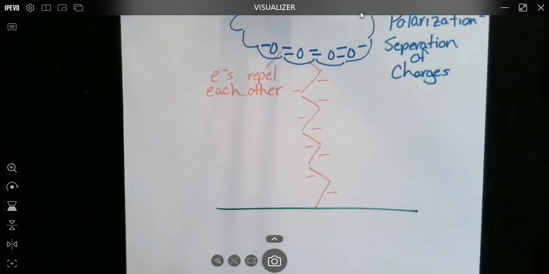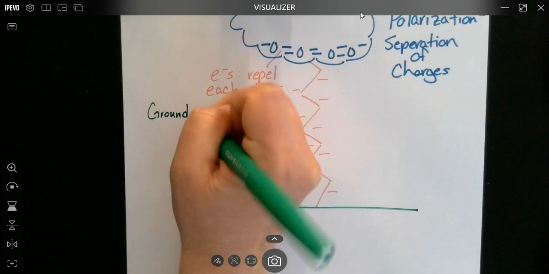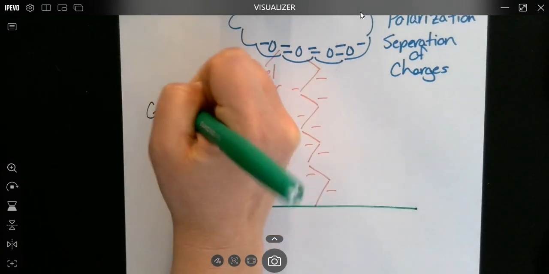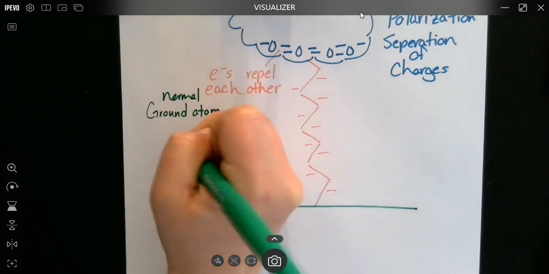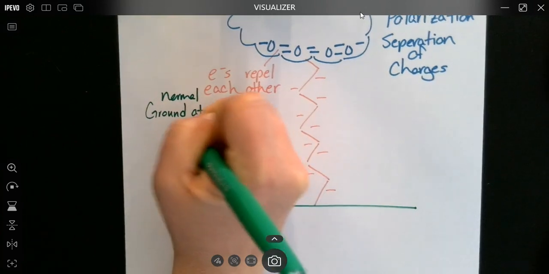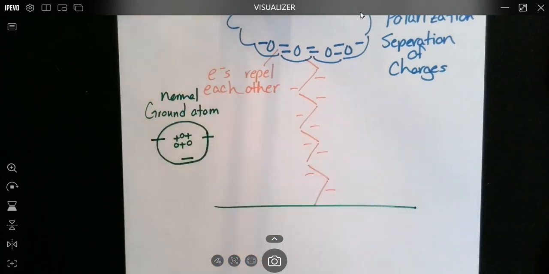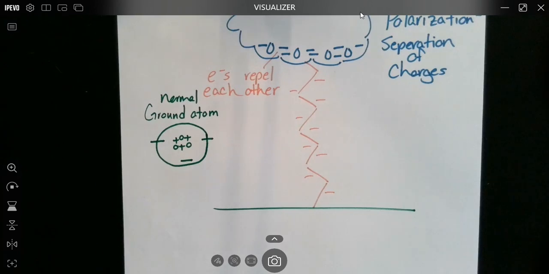So if there is no atom given to you for ground, you can pick whatever atom you want. But we're going to have our ground atom, our normal one, and we're going to have it have 3 protons. I'm going to put some neutrons in there, and I'm going to have it have 3 electrons. Those electrons are just evenly spaced at this point. They're not being pulled or directed to one side or the other. They're just hanging out like normal.